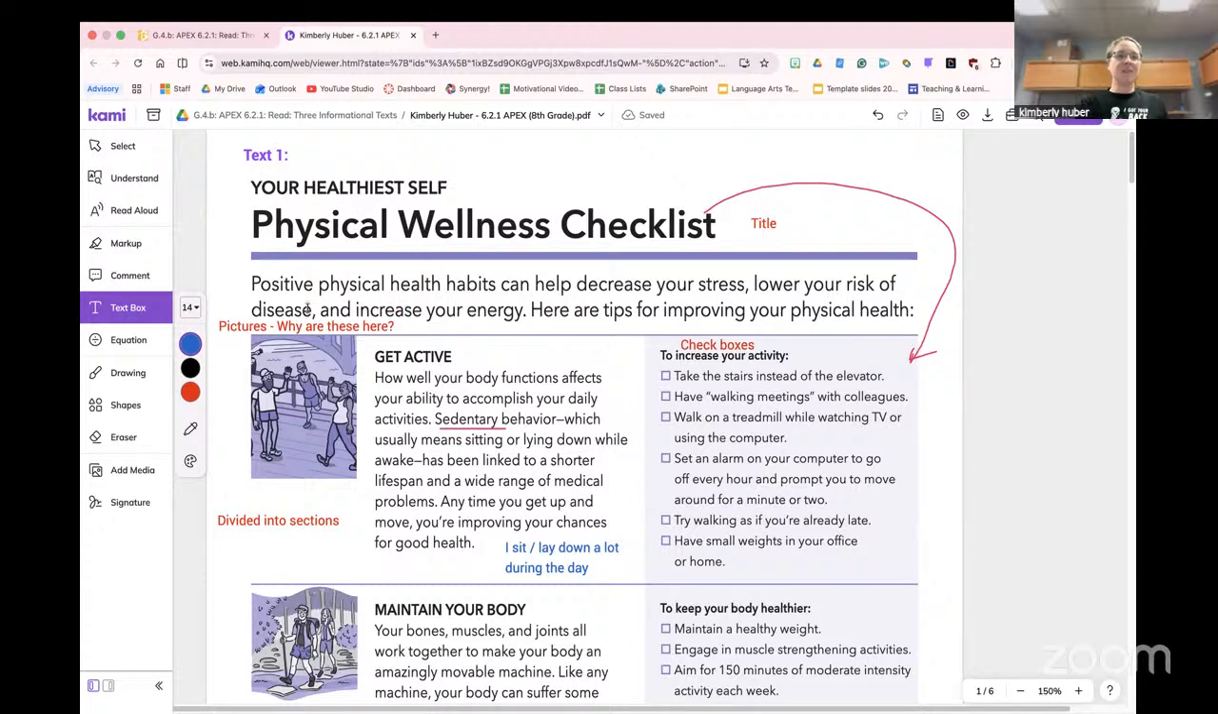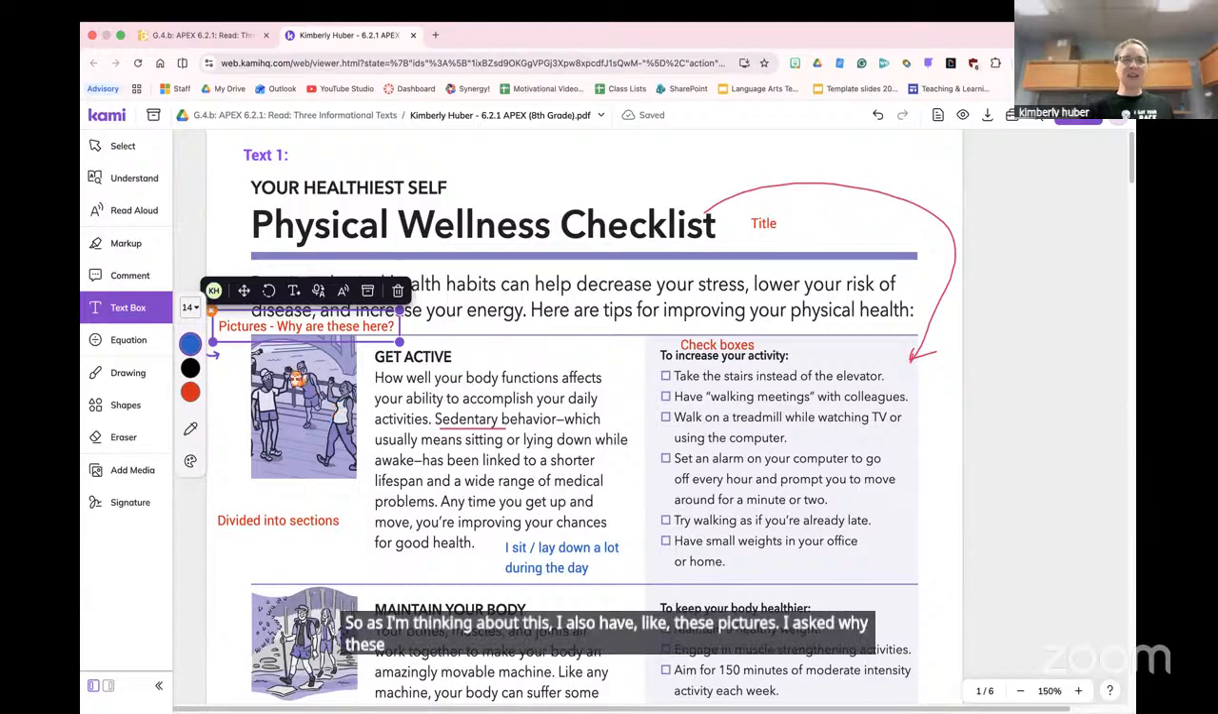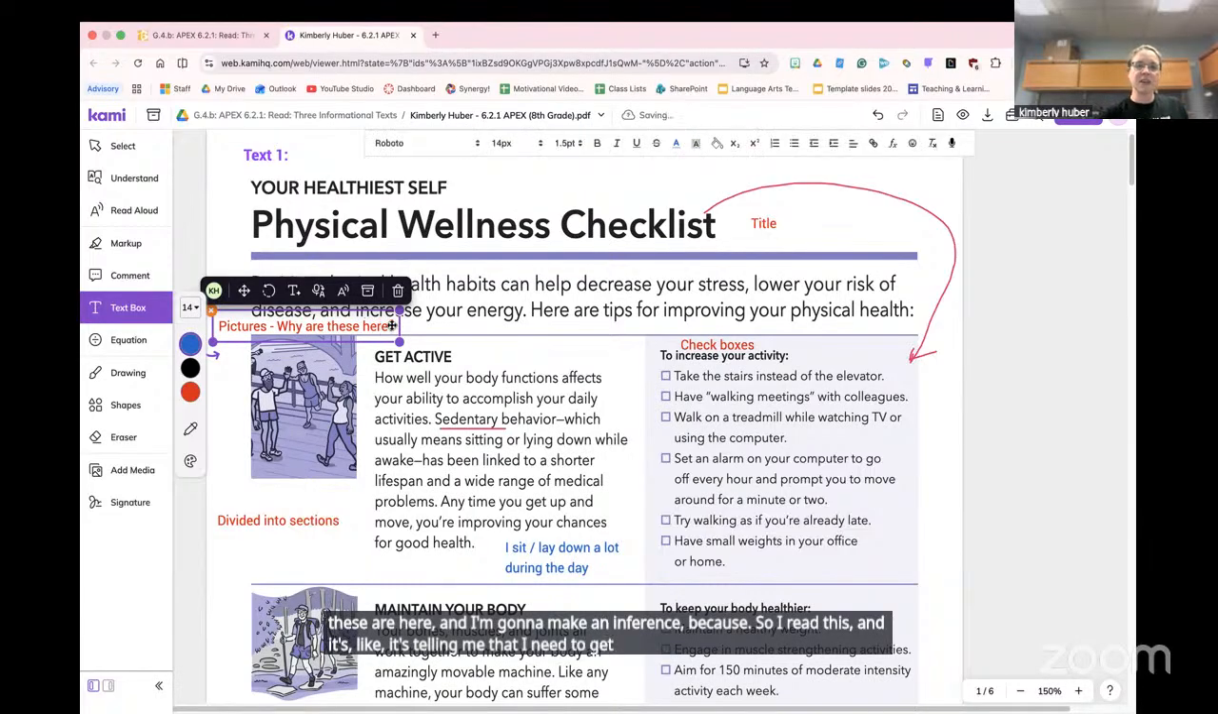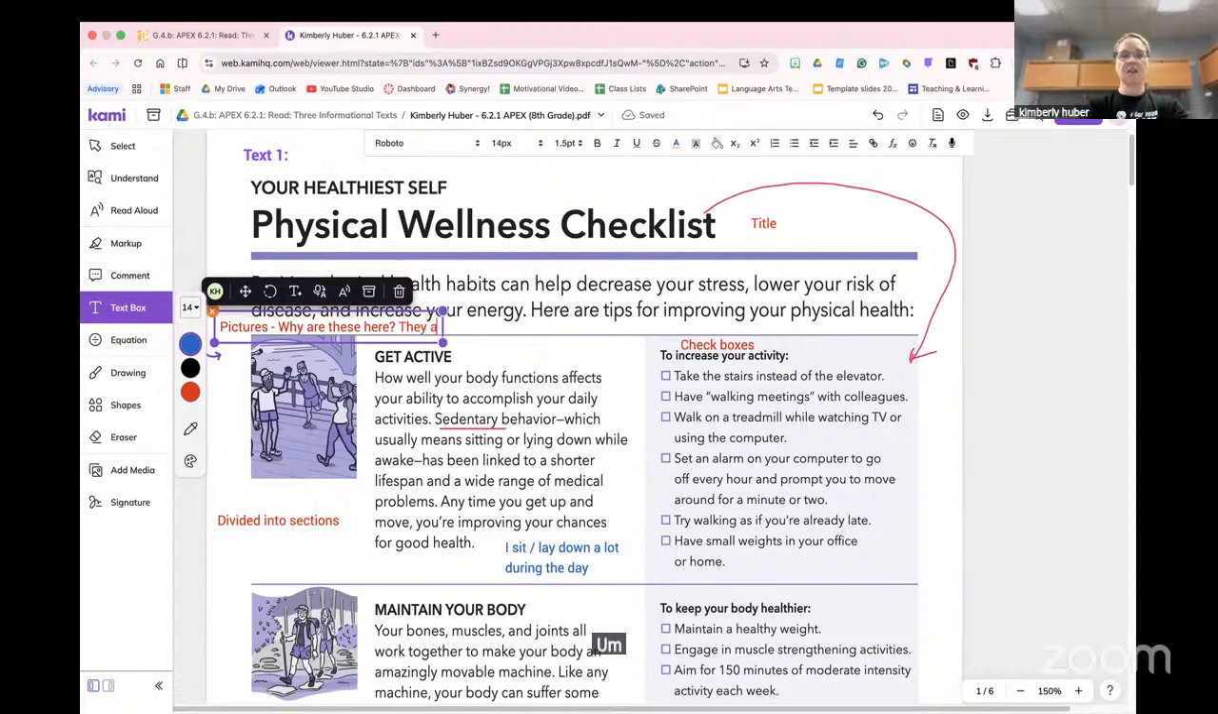So as I'm thinking about this, I also have these pictures. I asked why these are here, and I'm going to make an inference. I read this and it's telling me that I need to get active. So I'm going to say the pictures are about the paragraphs to the right of them.